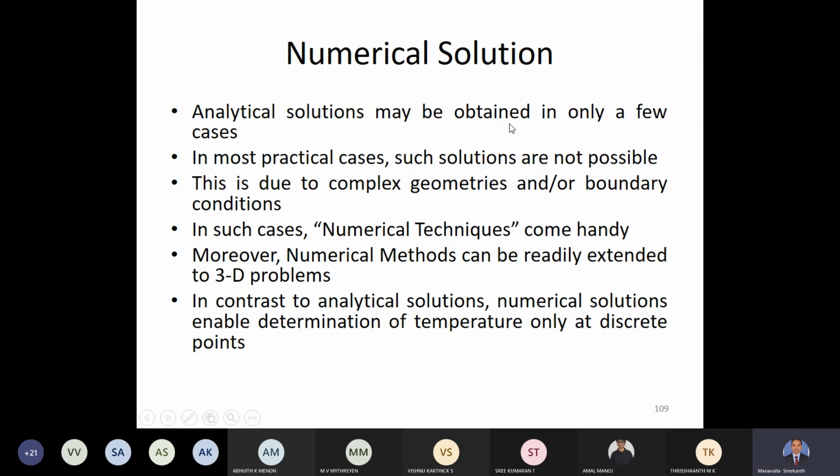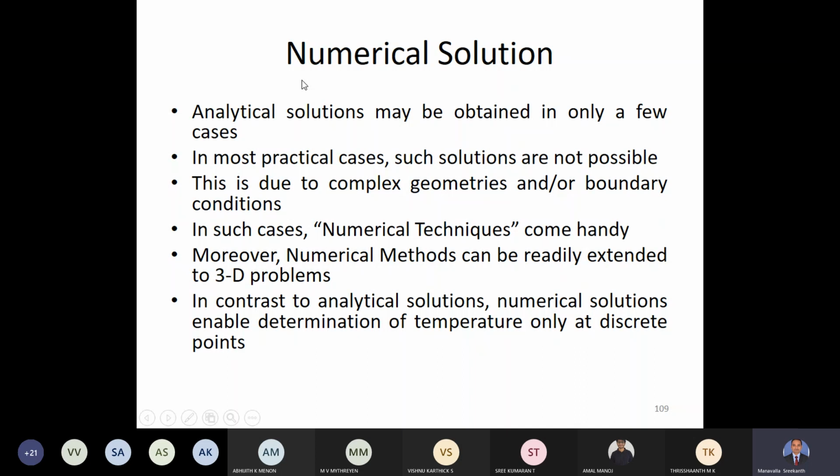In most cases, the geometry of the object that we are considering may be quite complex, and that may not fit into one of the three coordinate systems that we have seen: Cartesian, cylindrical, and spherical coordinates. In such a case, we may have to go for another system in which you can describe the geometry, which may not be amenable to analytical solution. So the limitation of analytical solutions is because of the complex geometries and also the complex boundary conditions.